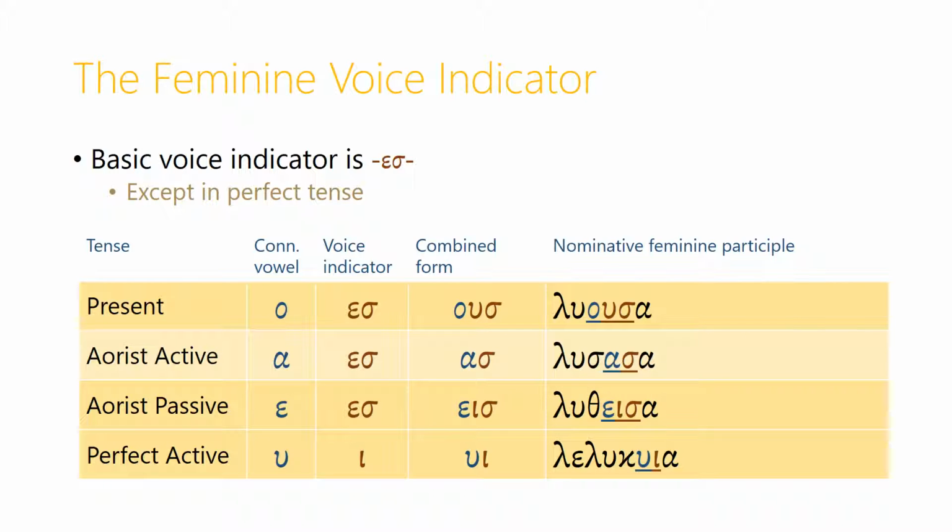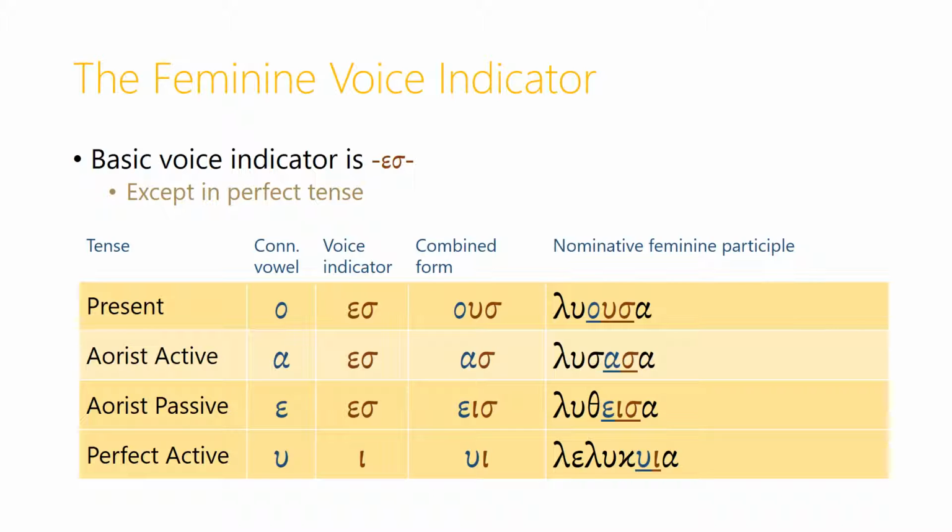It's important to keep in mind the different feminine voice indicators that are used for the active voice in each different tense of participle. And we saw before how the present, the aorist active, and the aorist passive all use the voice indicator sigma for the active feminine. And the differences between the actual endings are a symptom of what happens when the connecting vowel runs into the epsilon at the beginning of the voice indicator.